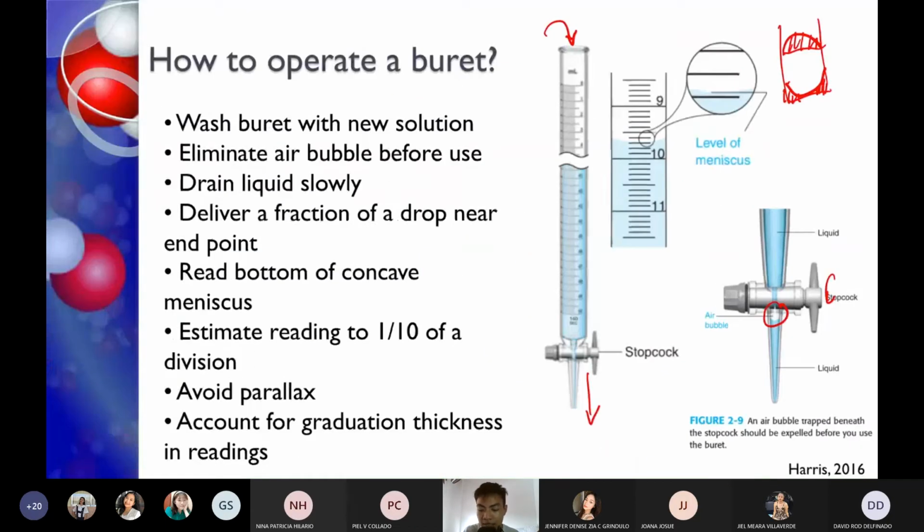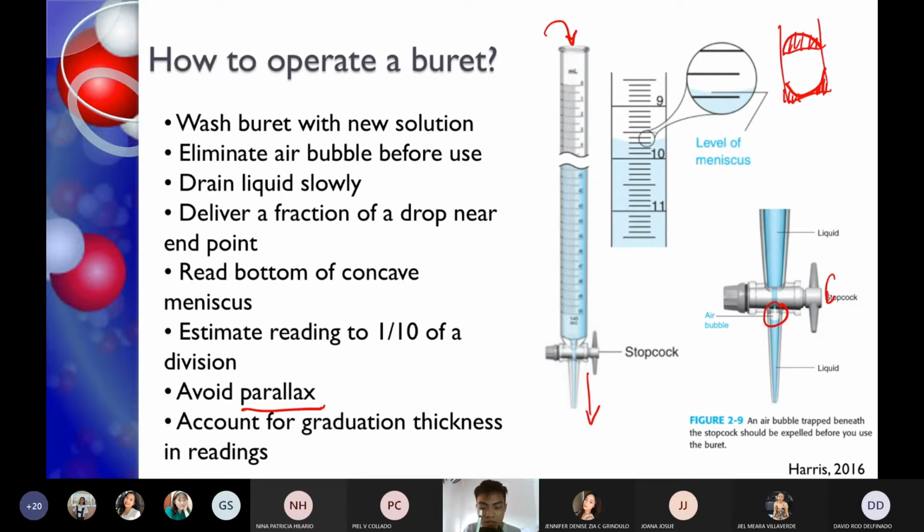And avoid parallax errors, no? When we say parallax errors, these are errors because of the point of view. Kailangan, if you are going to look at the lower meniscus mark ng burette, it should be at eye level. So kung nasan yung meniscus, andun din dapat yung mata nyo. Kailangan pantay. Kasi pag nasa baba yung lower meniscus from your eye, parallax error yon. Ibig sabihin mali yung angle ng mata.